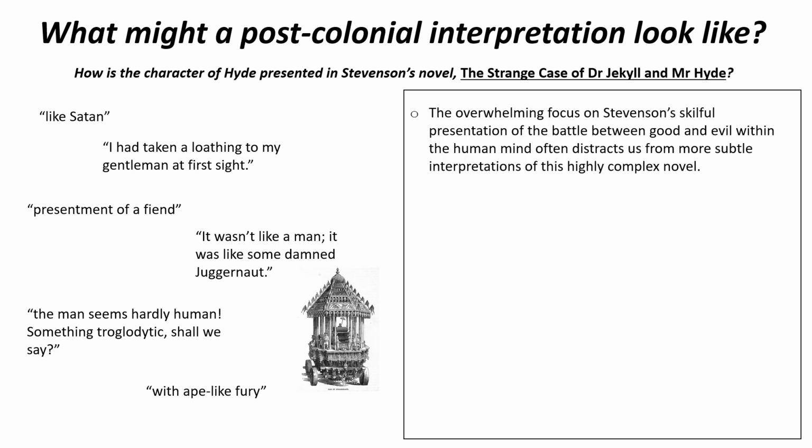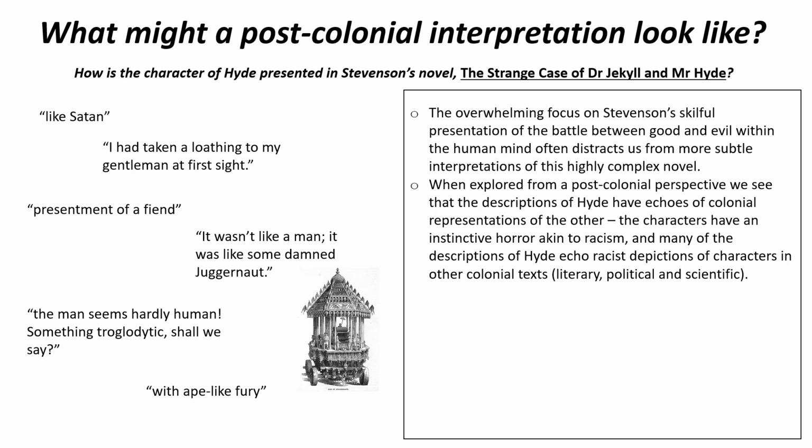Now, quite often, when we study this novel in depth, there's an overwhelming focus on Stevenson's skillful presentation of the battle between good and evil within the human mind. And that's us looking at the novel from a psychological or psychoanalytical perspective, and thinking about the impact that repression and society can have on the individual mind. And we're focusing very much there on the character of Jekyll. However, by having that focus, that distracts us from perhaps more subtle interpretations of what is a very highly complex novel.